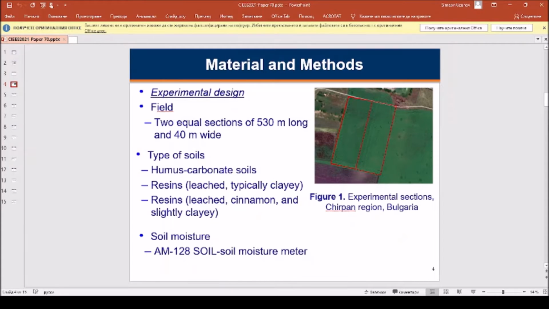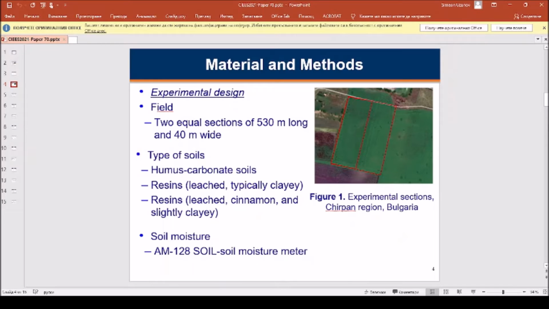Material and methods. The experiments were carried out in the 2019-2020 agricultural year. The field on which the experiments were conducted is located in the Chirpan region in the central part of the Republic of Bulgaria. It has been divided into two equal sections, both with dimensions of 530 meters long and 40 meters wide, shown in Figure 1. There are several types of soils in the field.